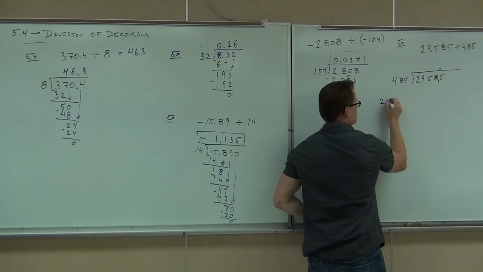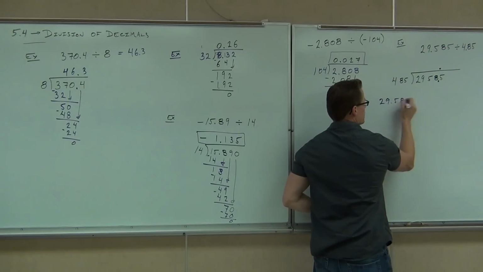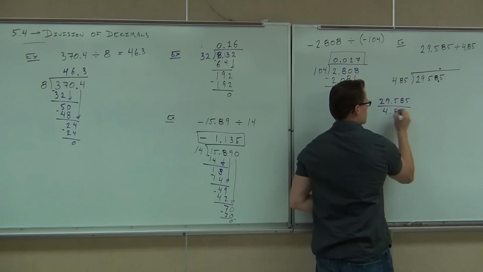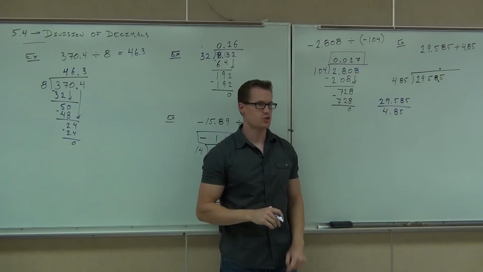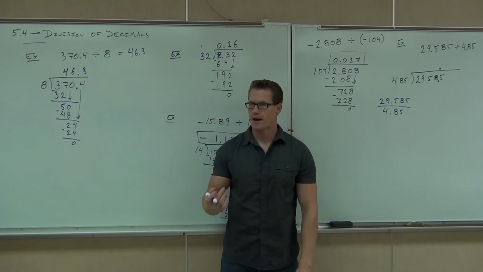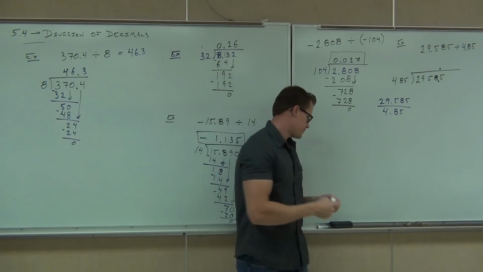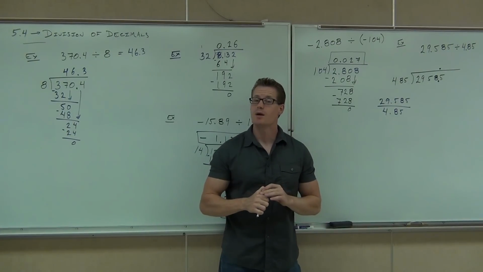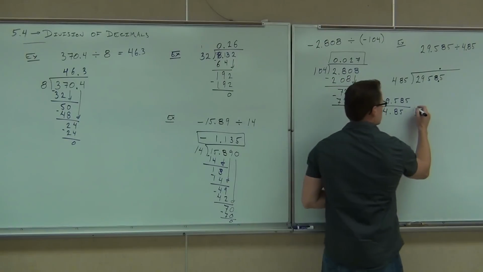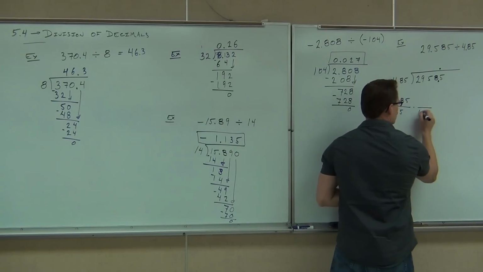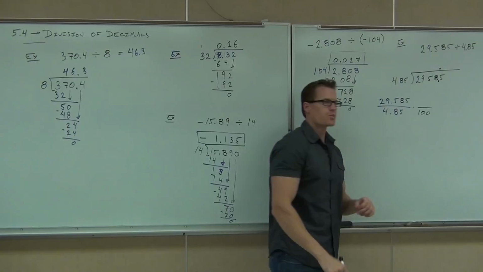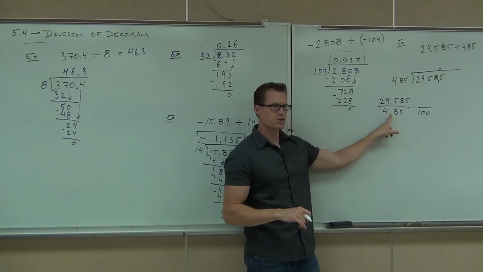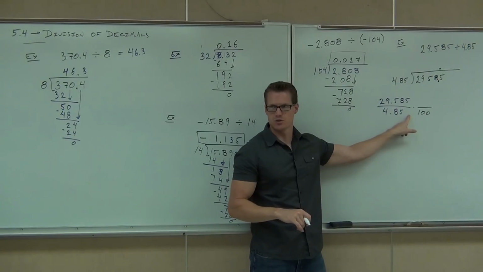as a fraction. 29.585 divided by 4.85. Do you see it? That still means division. Here's what you can do with a fraction. You can multiply both the numerator and denominator by the same number. What I'm going to do is multiply it by 100. The reason why I multiply it by 100 is because I know all that's going to do is move that decimal place over 2 spots.